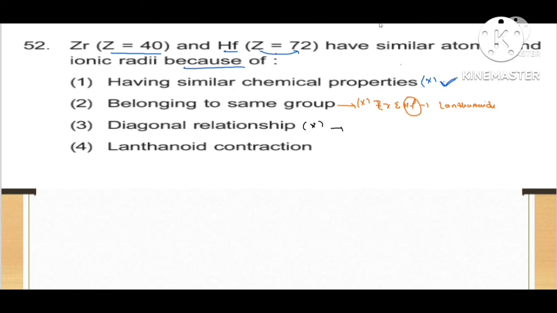Why? Because we know that the diagonal relationship is generally exhibited between the second and third periods. For example, second period: lithium, beryllium, boron, carbon, nitrogen; third period elements: sodium, magnesium, aluminum, silicon, phosphorus. This is the diagonal relationship: lithium and magnesium, beryllium and aluminum, boron and silicon, carbon and phosphorus. Generally, second and third period exhibit the diagonal relationship, but this is not the correct answer for the above question.